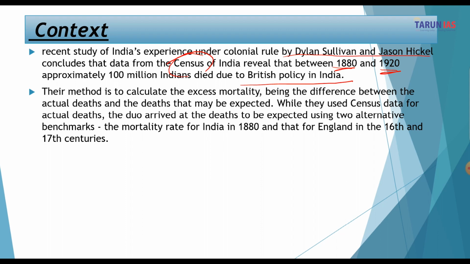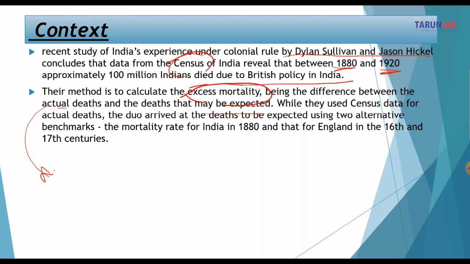Their basic methodology relied on calculating the excess mortality. Now, what is this? It is basically the difference between the actual deaths and the deaths that may be expected. Now, what are these two things? Actual deaths are the number that have been recorded as per the census, and expected deaths are the number of deaths that can result because of some malfunctioning, because of poor governance or misgovernance, due to some criminal laws, etc.